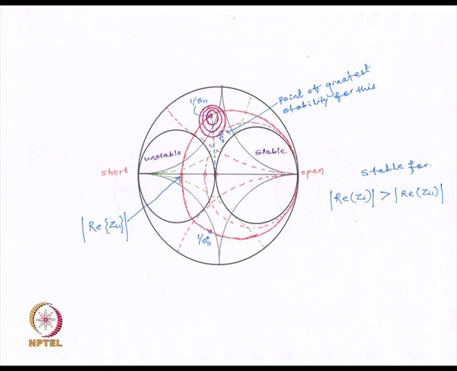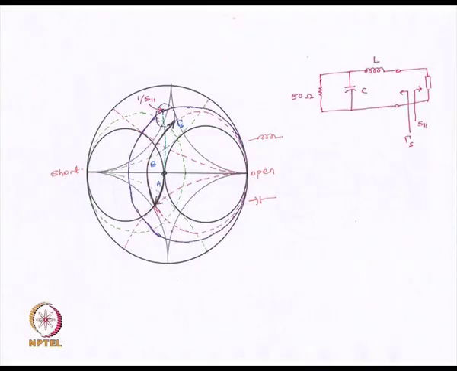However, if we have to locate the line along which all the circles will have their centers, then instead of plotting S11 conjugate, we simply plot 1 upon S11, because 1 upon S11 has the same phasor as S11 conjugate. That was about the gain circles.